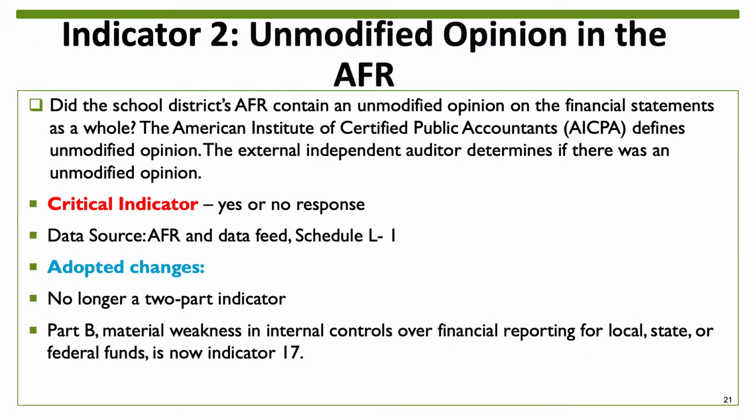Indicator 2 has changed. Currently it's 2A and 2B that make up indicator 2, and 2B is now going down to indicator 17 as a ceiling indicator. You have to have an unmodified opinion in your overall financial report for you to pass indicator 2. Can you have an unqualified?